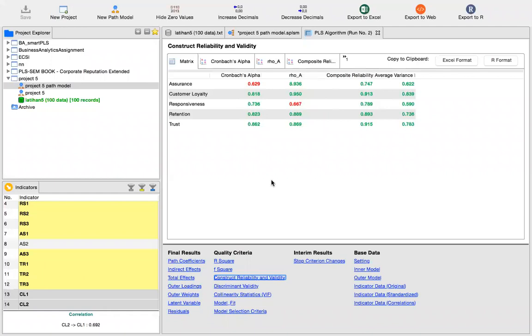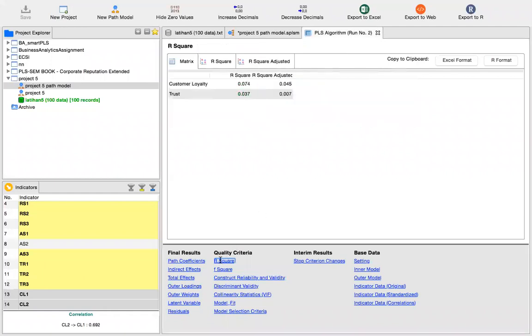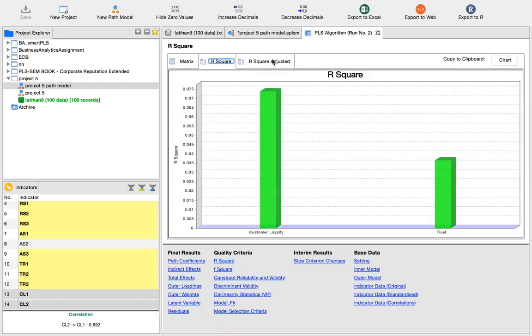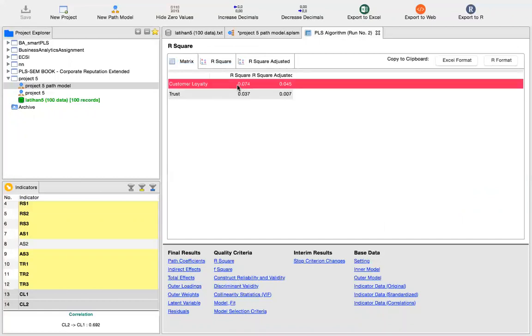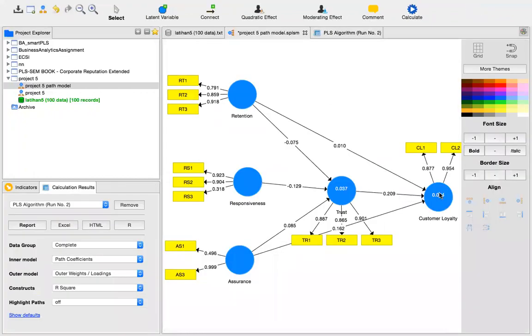Next, we're going to check R square. So this is our R square. From all the variables that we have, there are 0.074 or 7.4% that are affected between all of the variables. So this is our R square.